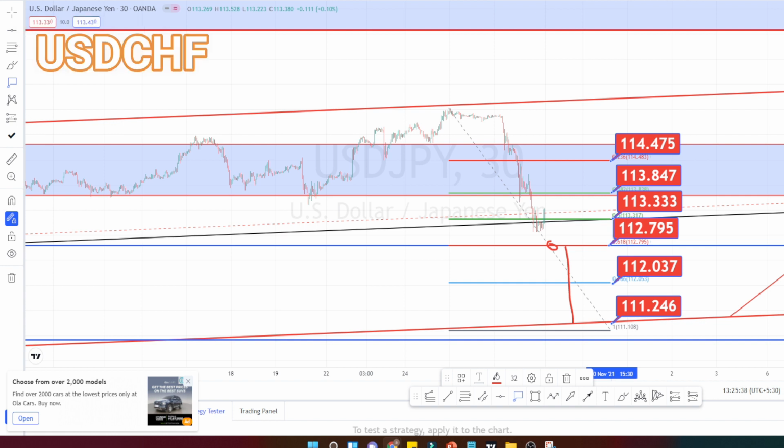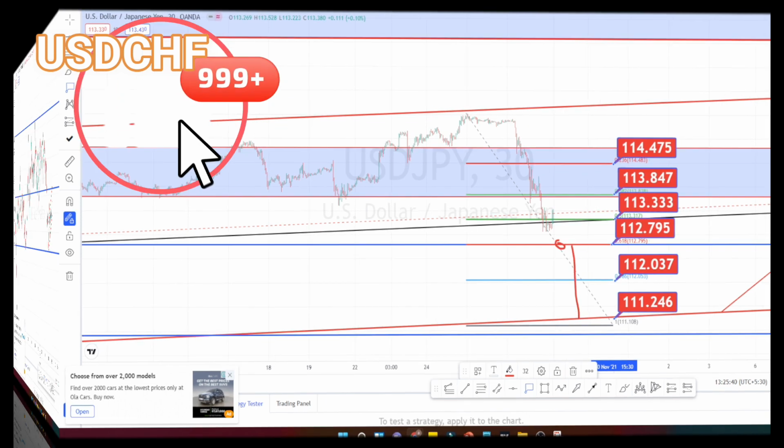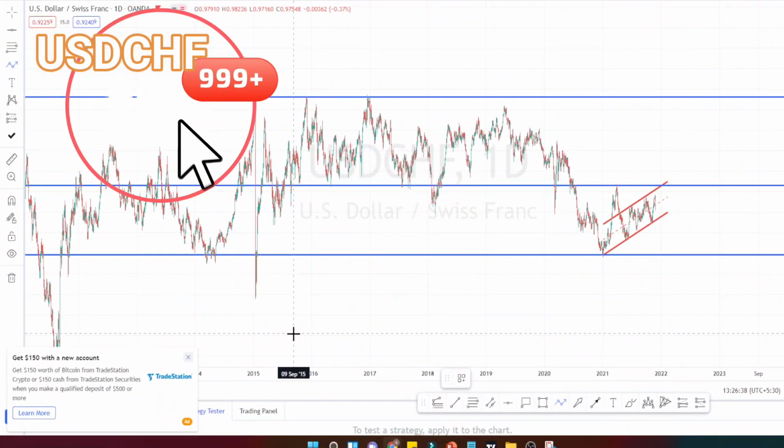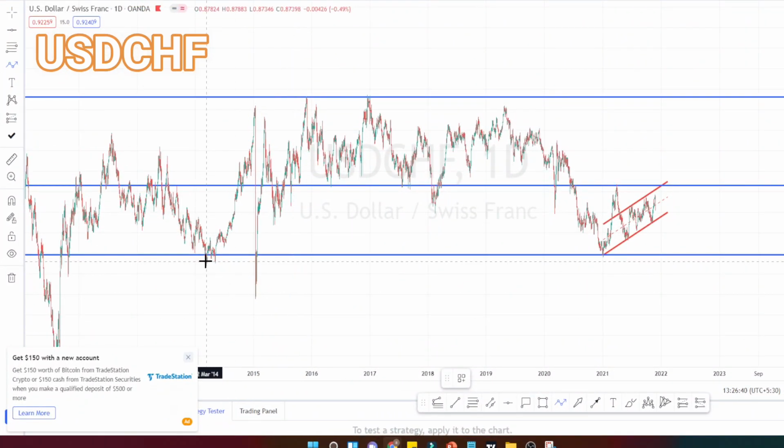Let us do analysis in US dollar Swiss franc. I'm in daily time frame of US dollar Swiss francs. This was the bottommost support level and it went up and found resistance over here, and within this area it has started to consolidate. It couldn't retrace to the bottommost level here, or it couldn't go up also.